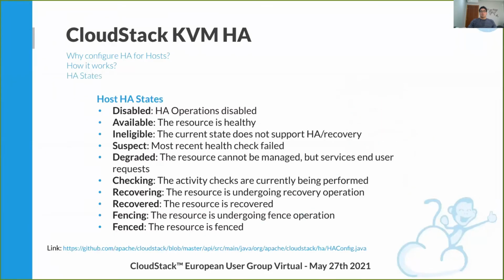So let's move on. These are the high availability states. A healthy host stays as available. If something goes wrong, it is placed as suspect, and there are a couple of checks. We don't want to move straight to recovering or fencing, because it might be a very momentary failure, a network issue, or whatever. But after a few checks, we can proceed to recovering or fencing.